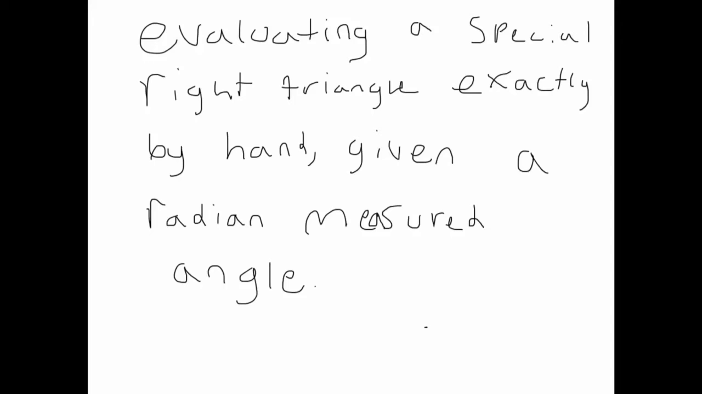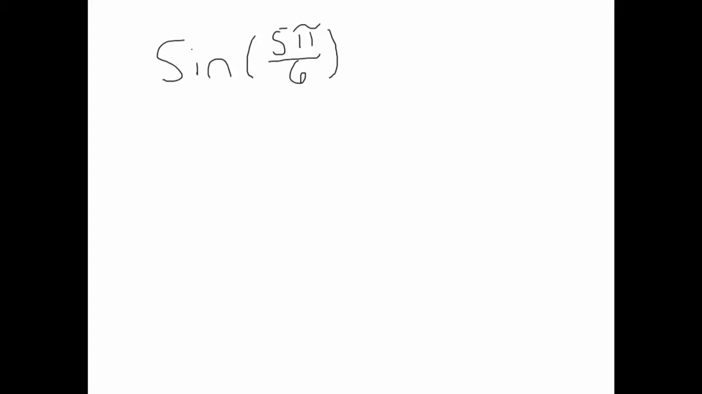In this video, I'm going to show you how to evaluate a special right triangle exactly by hand, given a radian-measured angle. Our radian-measured angle is sine 5 pi over 6, and if you type that into your calculator, you will get the angle 150, which is sine 150.